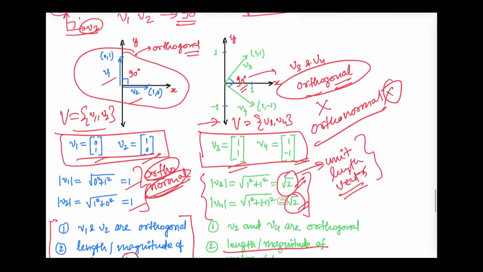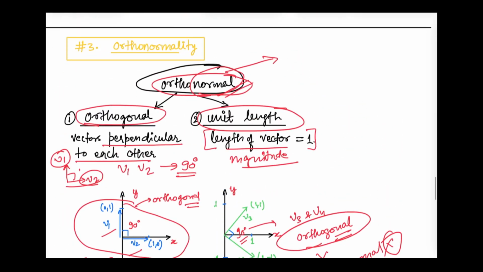So that's it. This is what orthonormality means. The vectors should be orthogonal to each other and of unit length.